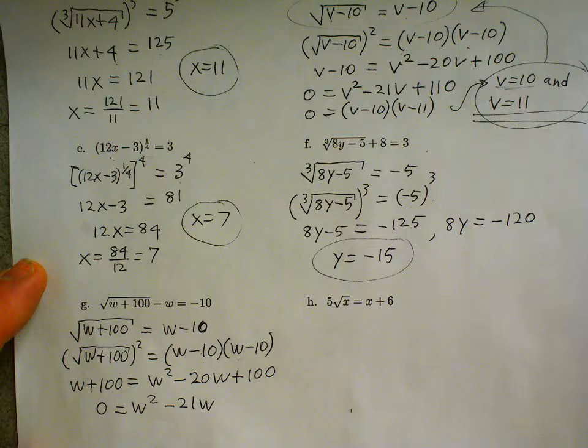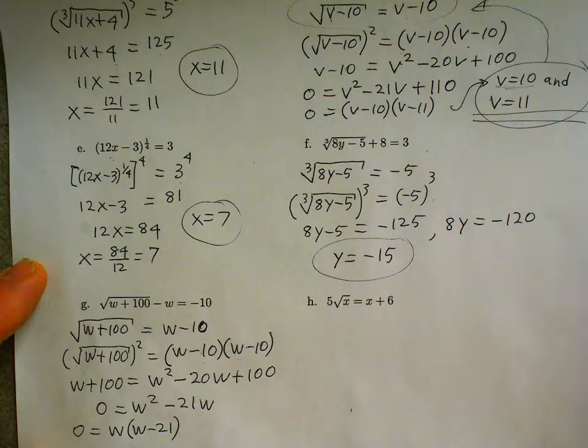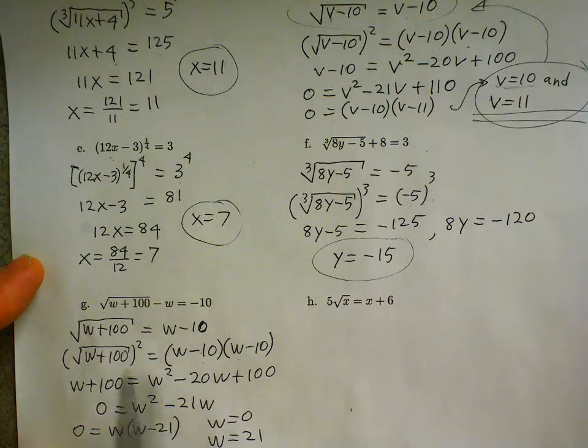Okay, we can solve this equation by factoring. The first step in factoring is factor out the greatest common factor, which is w. So 0 equals w times w minus 21. This equation down here has two solutions, w equals 0 and w equals 21. But look at the original equation.